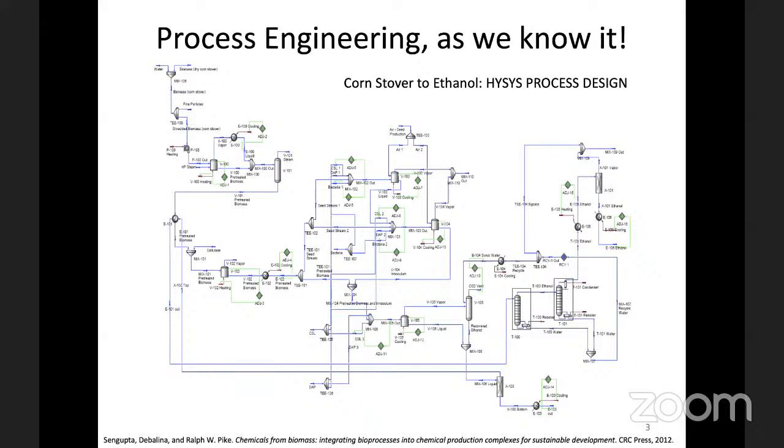So this process by itself looks very nice because corn stover is a waste from the field and you're converting that into a useful product. Now, ethanol is used in the biofuels industry. Ethanol is a biofuel and it is used in the biofuels industry for many purposes. Mainly, it is used as a fuel additive.